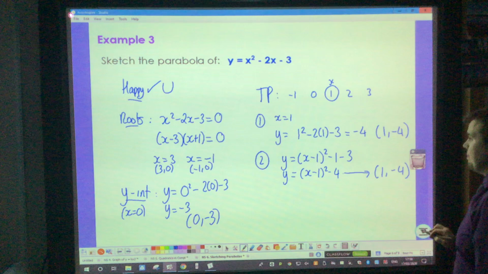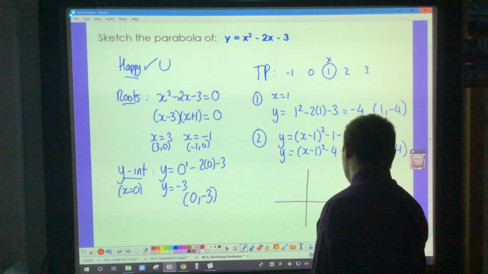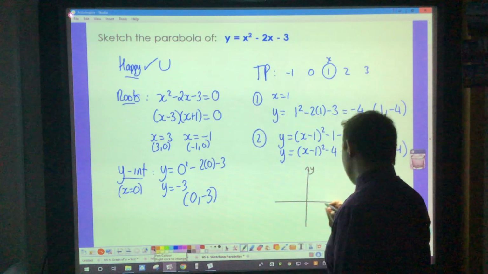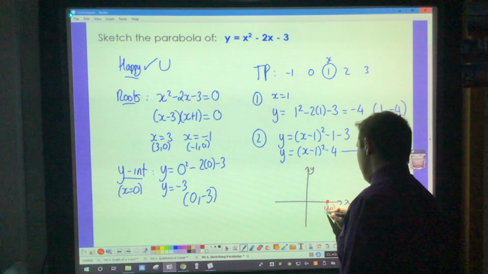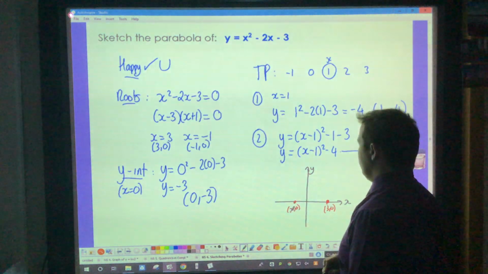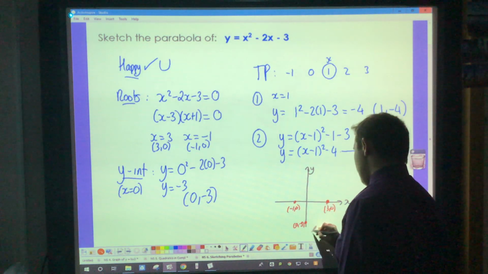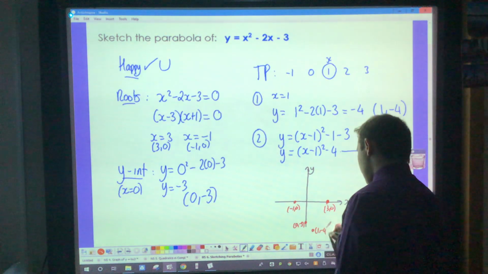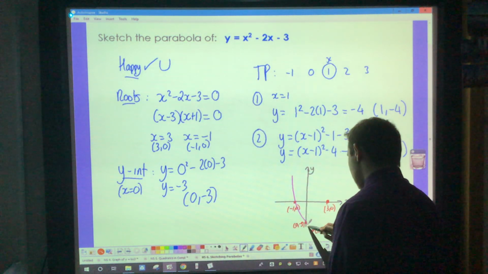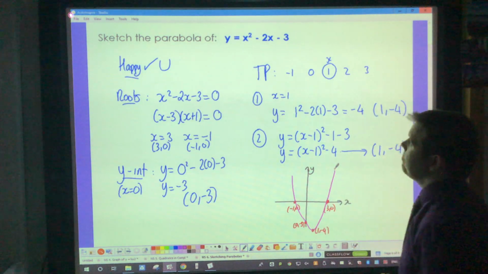Choose. So then your sketch at the end, you've got your x, you've got your y, we'll put the points on, you've got (3, 0), you've got (-1, 0), you have got (0, -3), and you've got (1, -4). And again, just a wee picture to join all of them up. And that's you got that one as well.